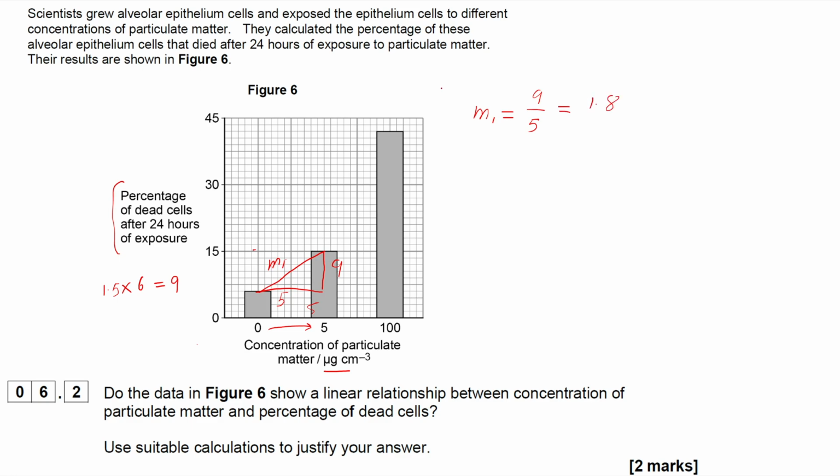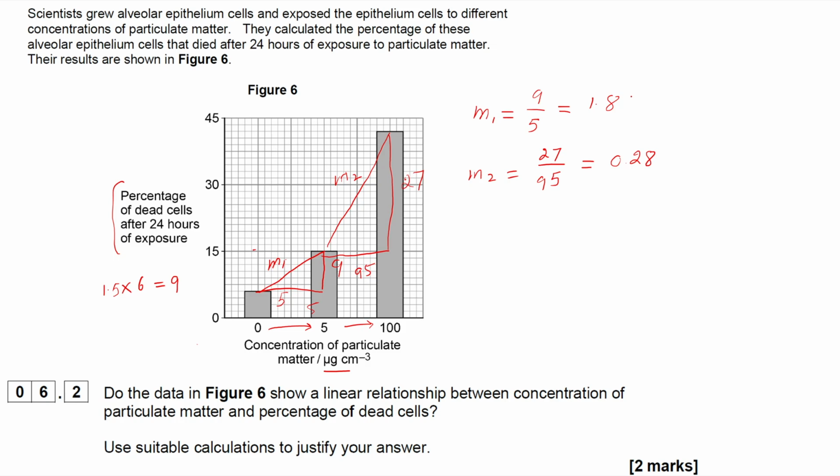Okay, so now we calculate the slope from 5 to 100. And that would be from here to here. Let's say we call it m2. And again, that would be equal to vertical distance divided by horizontal distance. So the vertical distance, if you calculate, will be 27. And the horizontal distance is from 5 to 100, and that would be 95. So the slope in this case would be vertical distance 27 divided by horizontal distance 95, and that would be 0.28.